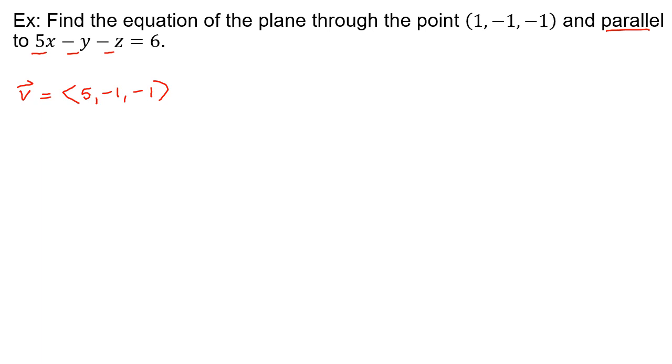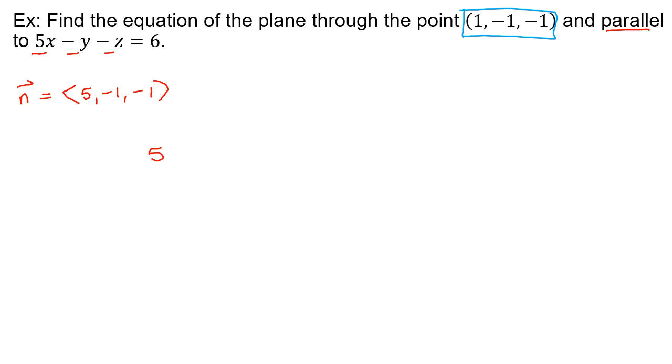Or, sorry, we're on the n's now. So this is actually my normal vector. So I'll call it n instead. So my normal vector n would be the same for both planes. And so now I have a point and I have a normal vector, so I just start writing the answer down.